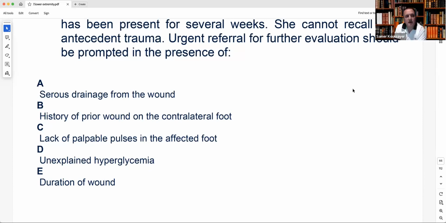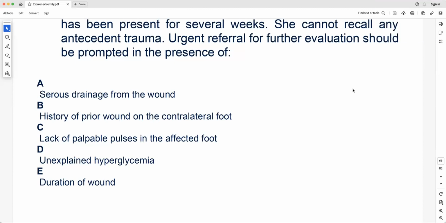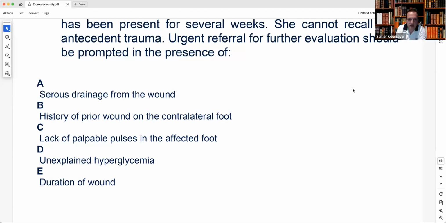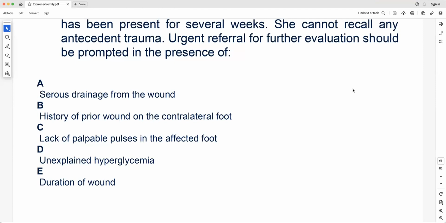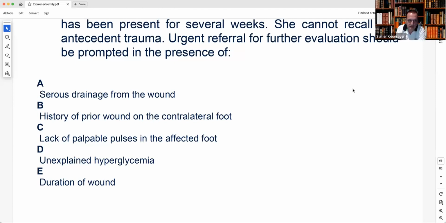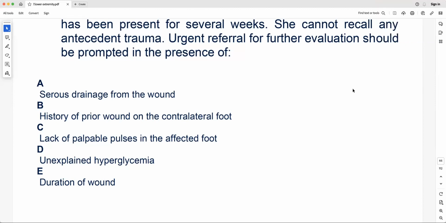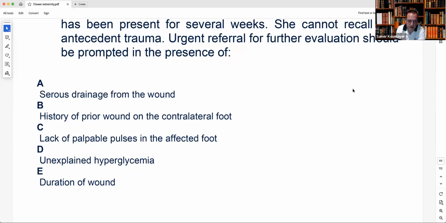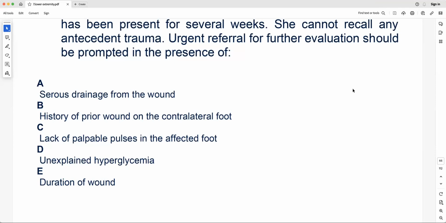Okay, so let's go one by one. Serous drainage, not a serious sign. Maybe it's chronic, nothing that needs an urgent referral, correct? Prior wound in the contralateral foot doesn't make any difference, okay? Lack of pulse in the affected foot means it's a vascular issue. But this is chronic, not acute, right? It's not urgent. And hyperglycemia, what does that mean? It indicates sepsis or features of systemic signs.